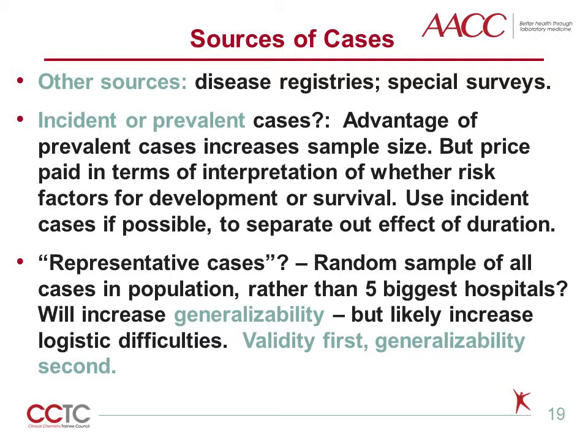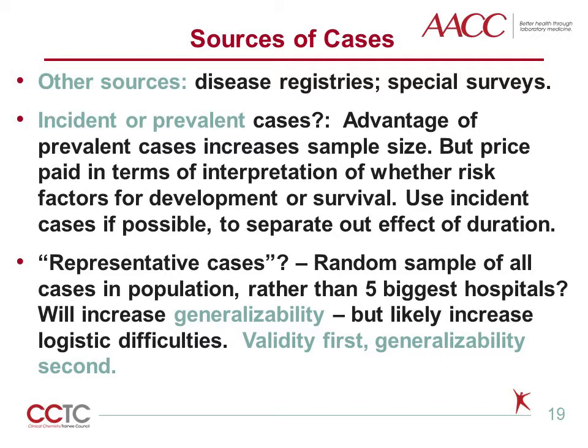I want a random sample of all cases in the population rather than just using the 5 biggest hospitals in my area. Absolutely, it will increase generalizability, much more representative of all cases with the disease, but it will really increase your logistic difficulties. So if it is more valid, you will have a better chance of getting all the cases from 5 hospitals than from everybody in your city, your state, or your country. Then go ahead and go for validity.